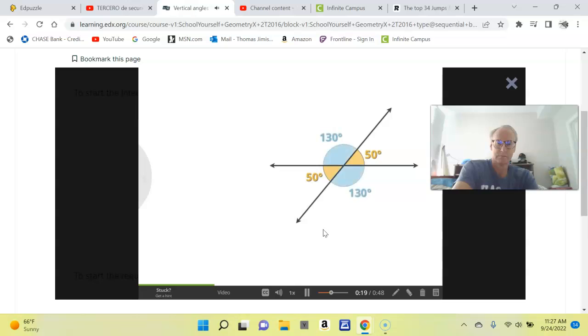On opposite sides of this intersection, we have a pair of 130-degree angles, and we also have a pair of 50-degree angles. Angles on opposite sides of intersecting lines are called vertical angles. They're called vertical angles not because they run up and down, but because they have the same vertex or corner at the intersection. And as you've shown in this example, vertical angles are always congruent to each other, meaning they always have the same measure.